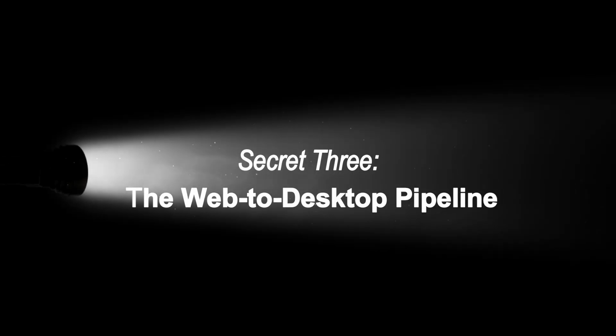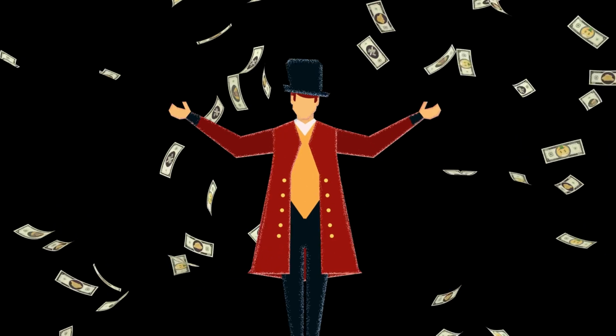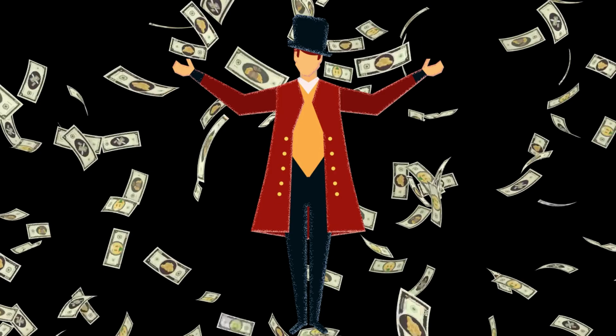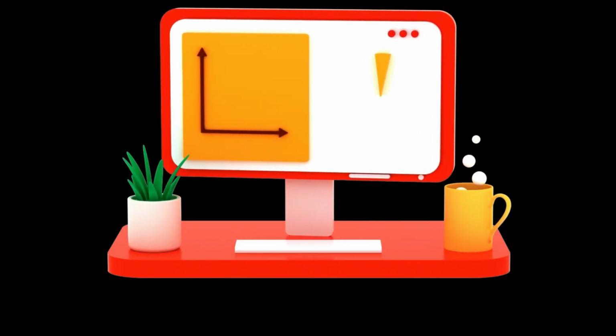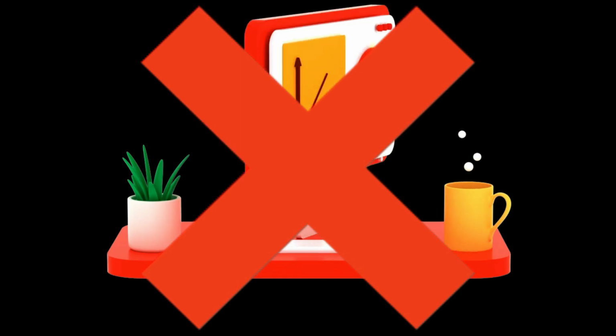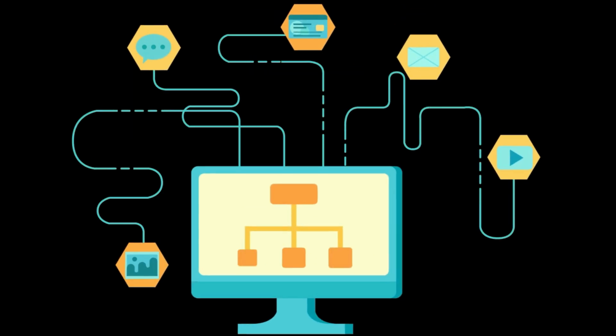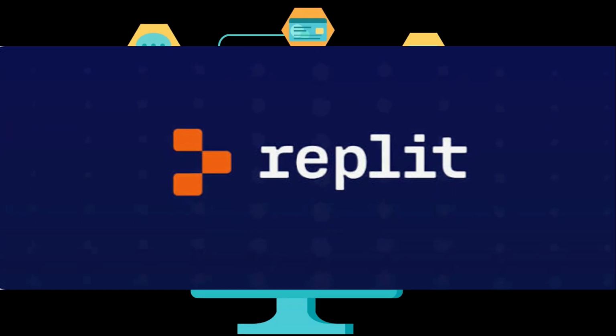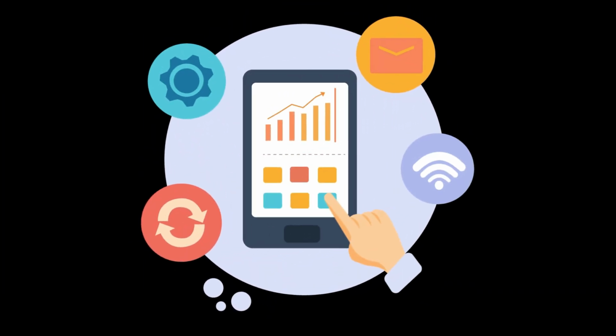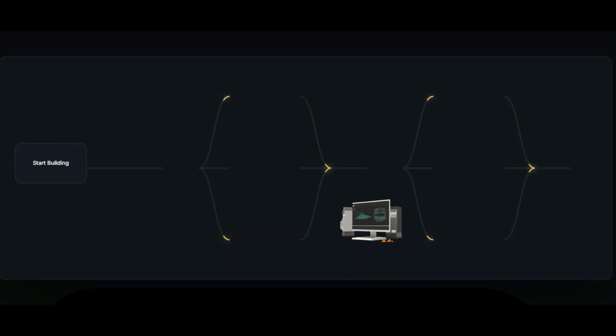Secret 3. The web to desktop pipeline. Here's a small trick that saves a lot of pain later. We are not going to start building inside a heavy desktop editor. We're going to start inside an online builder, in this case, Replit. Why? Because online builders like Replit are fantastic at quickly generating a clean, good-looking interface. We let it do that job first.